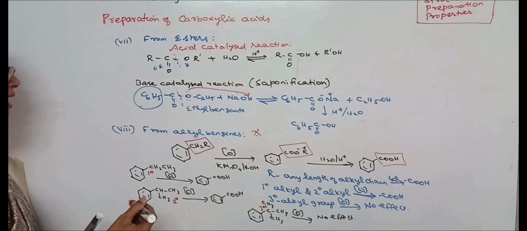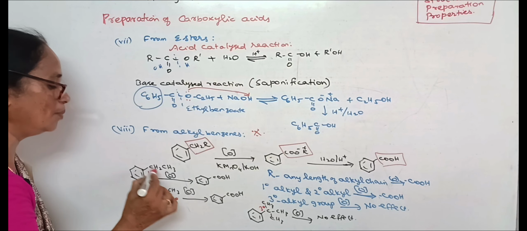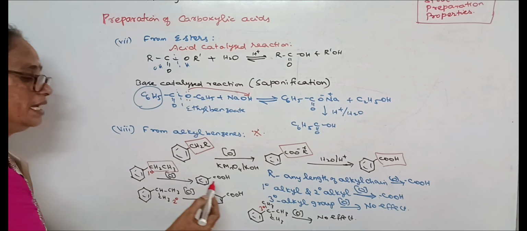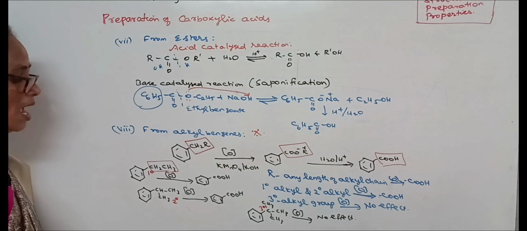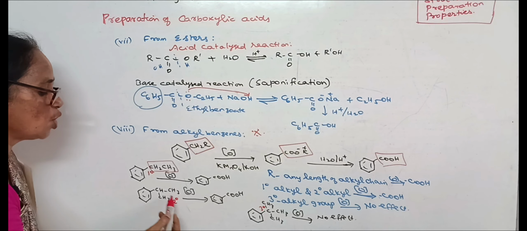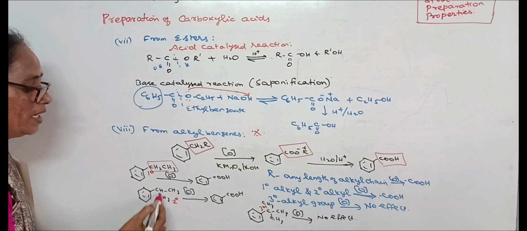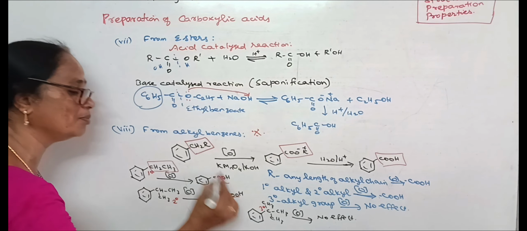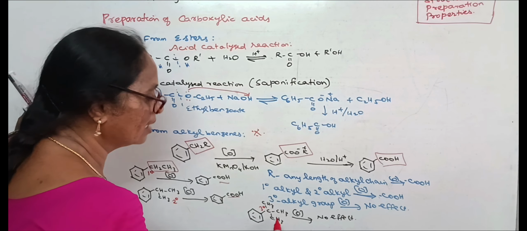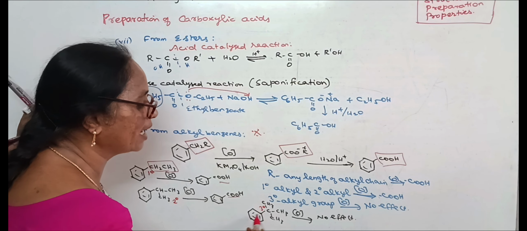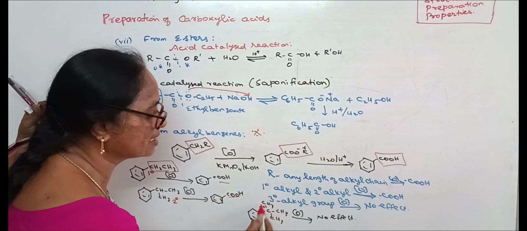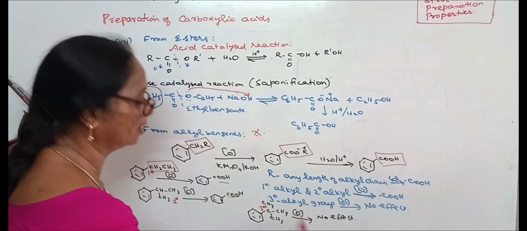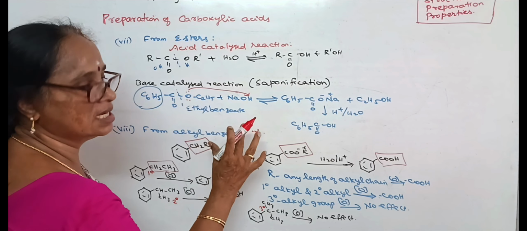So I have given the examples. See, this is ethyl benzene. It is the primary one. And ethyl benzene on oxidation gives benzoic acid. Another one I have given is isopropyl benzene, that is 2-phenyl propane, which is the secondary one. This also on oxidation gives benzoic acid. But here I have 2-phenyl 2-methyl propane, which has a tertiary carbon. This would not undergo oxidation though the oxidizing agent is strong.